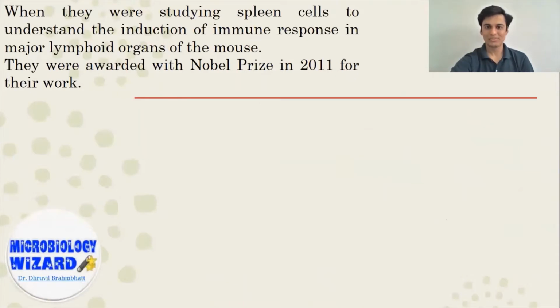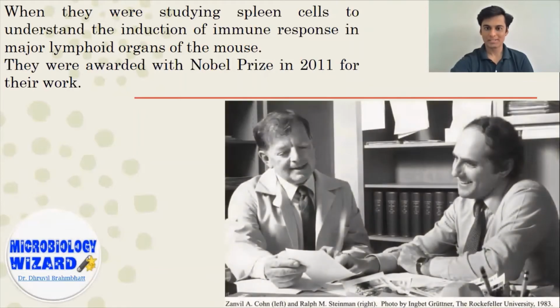Dendritic cells were first discovered by Ralph Steinman and Zanvil Cohn in the mid-70s when they were studying spleen cells to understand the induction of immune response in major lymphoid organs of the mouse. They were awarded the Nobel Prize in 2011 for their work.